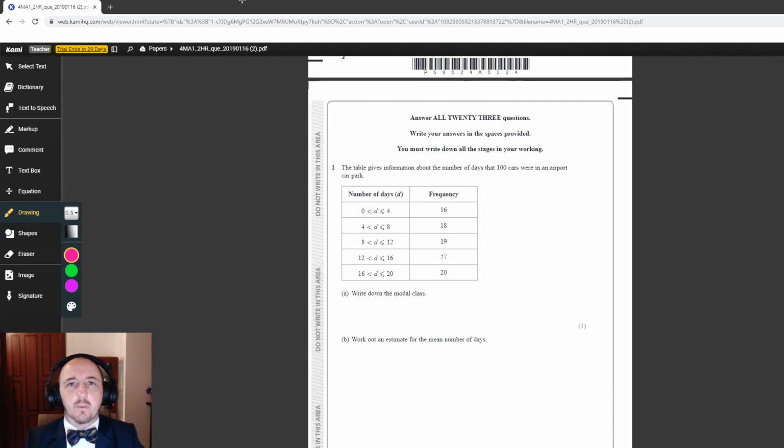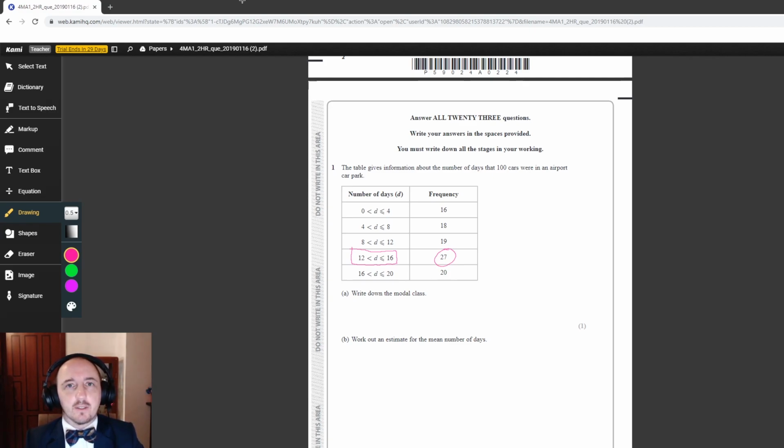Okay, so for question 1, we have a frequency table with grouped data, which means that we have to take the midpoint and then multiply that by the frequency in order to work out the mean. First of all, we're going to look at the modal class. That's simply the one that has the most in the frequency column, and we go across, and it's always the one in the first column. So 12 less than D less than or equal to 16 is the answer for A.